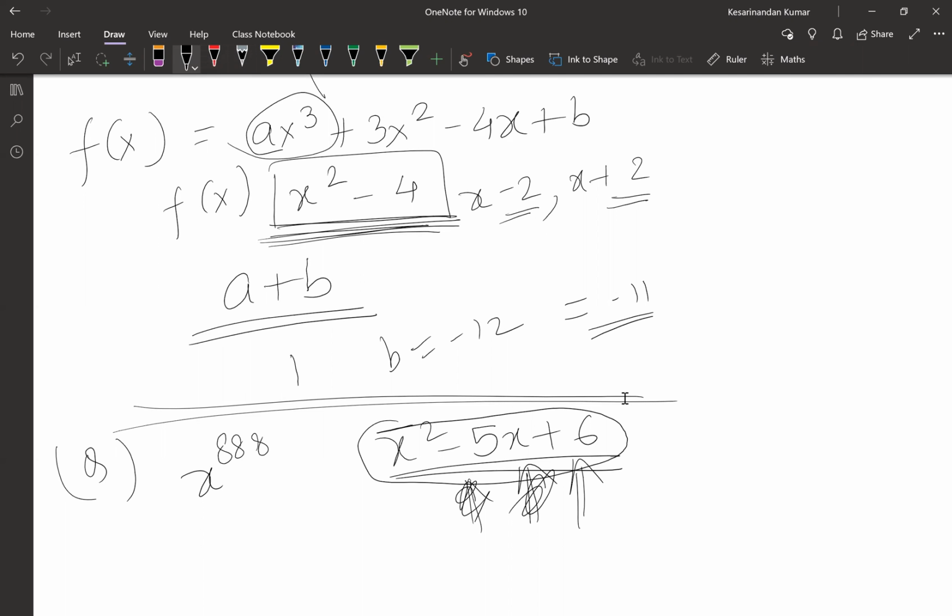Okay, let me say then. Degree of the divisor, I'm telling quotient again. Something's wrong with me today. Degree of your divisor will always be greater than degree of your remainder, always. So if the degree of your divisor is 2, degree of your remainder would be either 0 or 1. It cannot be 2. So this is the hint. Now solve the question.